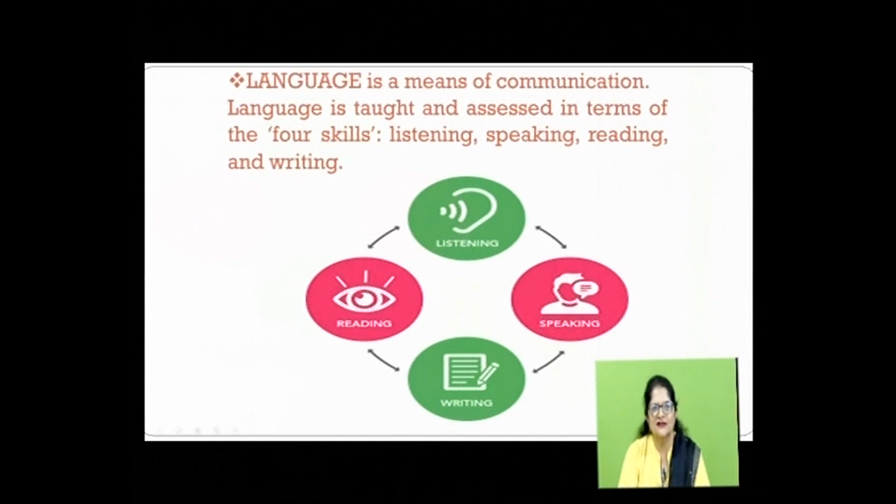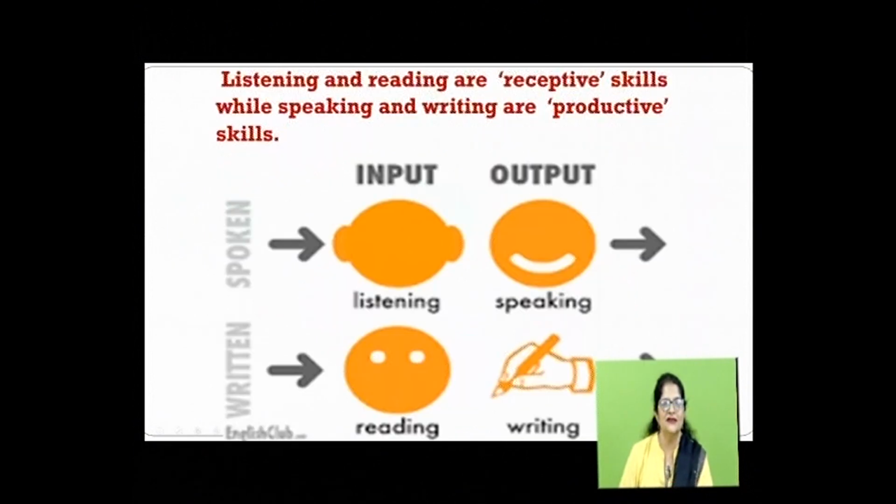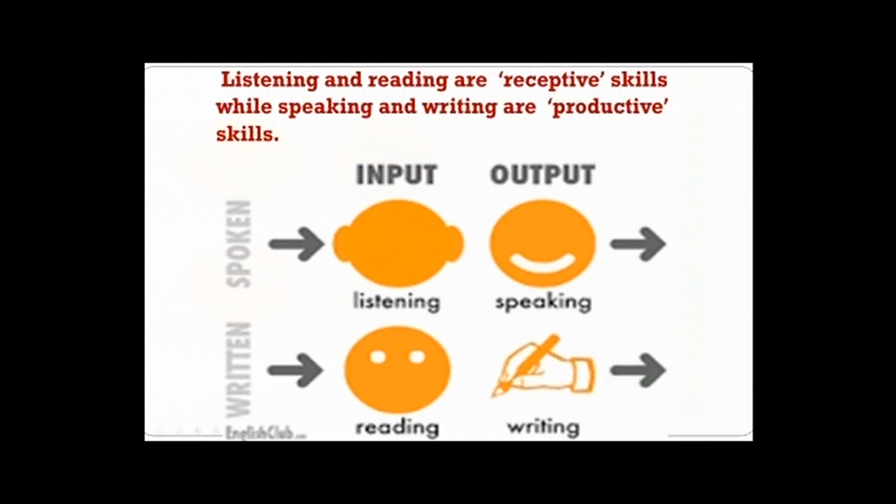So these are the 4 skills, and for their enhancement this program is being run in the school. In a series of lectures, this is the lecture based on the listening skill, the first skill. Out of these 4 skills, 2 are receptive skills and 2 are productive skills. What is a receptive skill? In a receptive skill, we receive an input, and in the productive skills, we give the output.